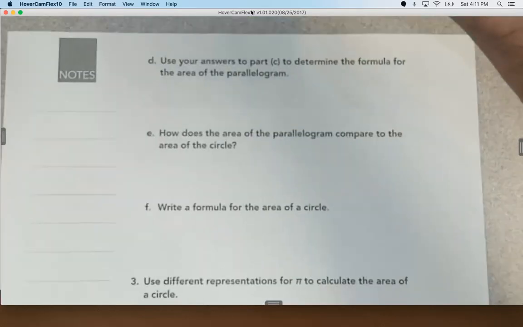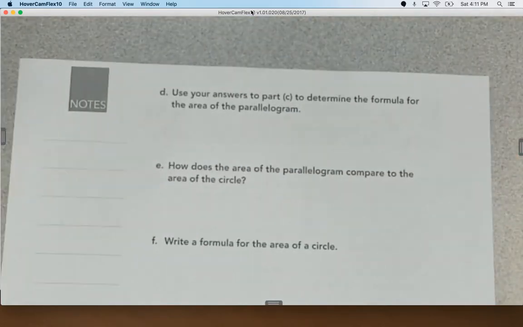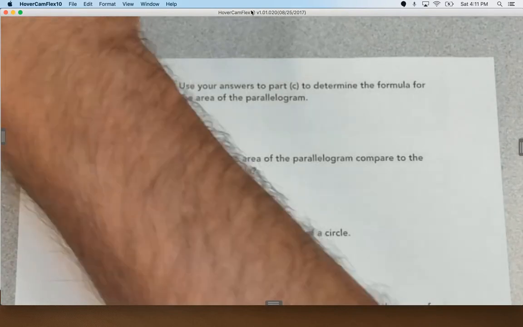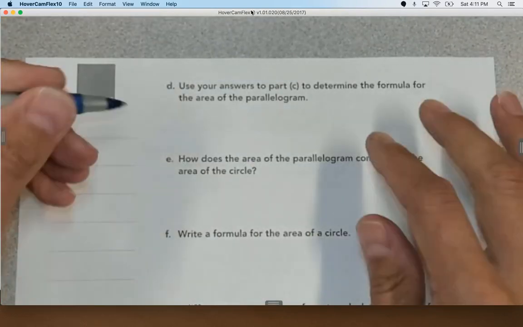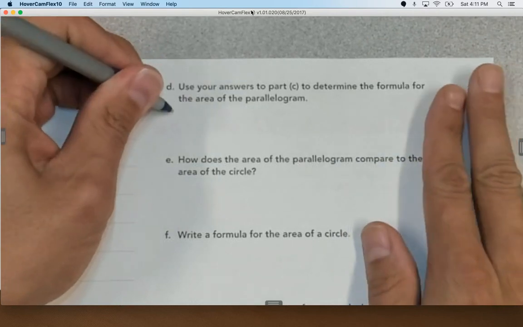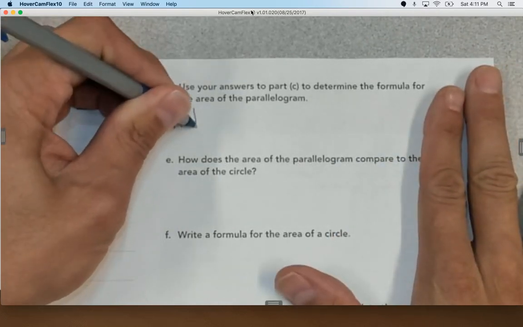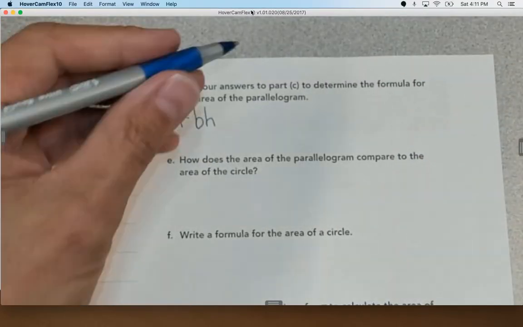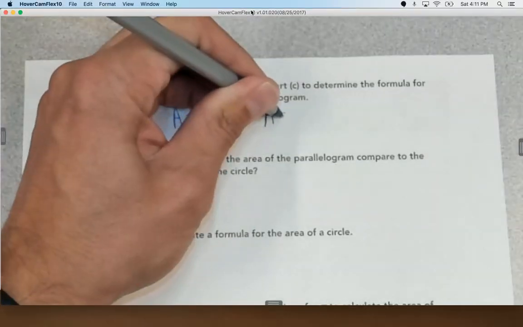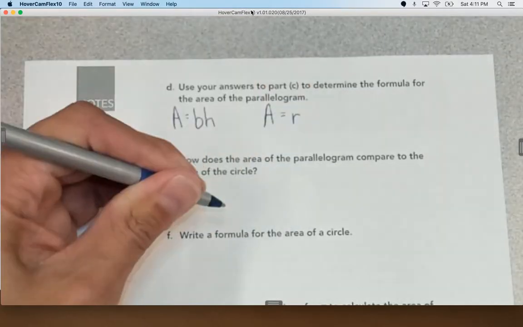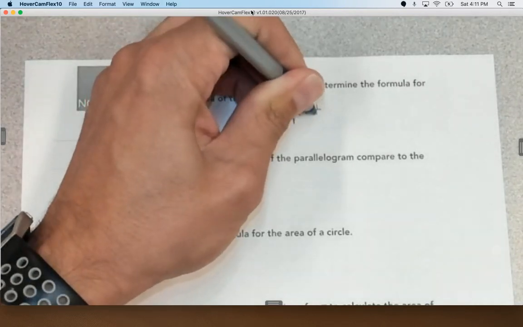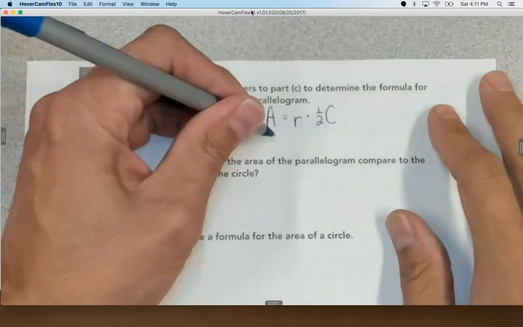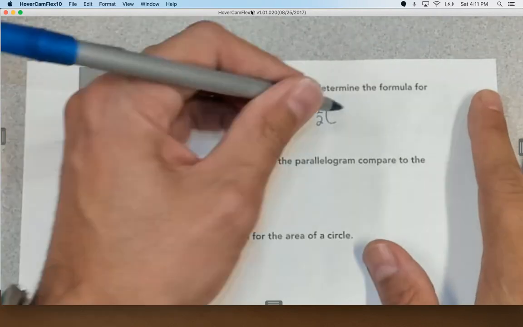Use your answers in part C to determine the formula for the area of the parallelogram. I kind of did that on the last question. That happens sometimes where they're asking for a little bit and not as much. I know that the area of a parallelogram would be the base times the height of those circle sections put together. I also know that the height was the radius, and that the base was half of the circumference. I could rewrite that, and I'll do so down here for this question.